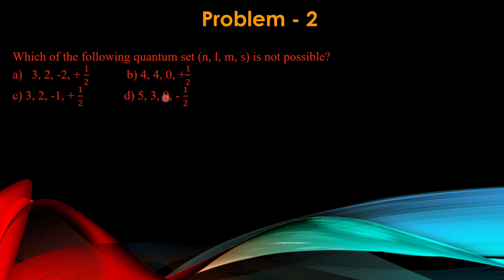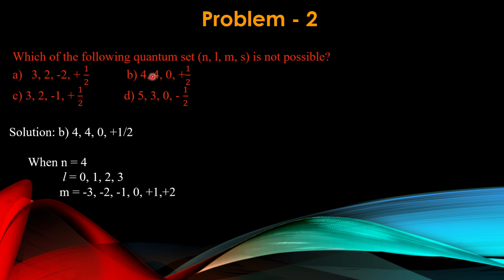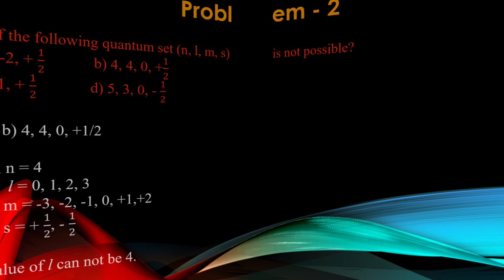0 is always correct. Here L equals 2, so M equals -1 is also correct. So our correct answer is option B, because here L equals 4, so N equals 4 and L also equals 4. This is not correct. So this is our solution, because when N equals 4, L equals only 0, 1, 2, 3. M equals -3, -2, -1, 0, +1, +2, and S equals +1/2, -1/2. So the value of L cannot be 4.